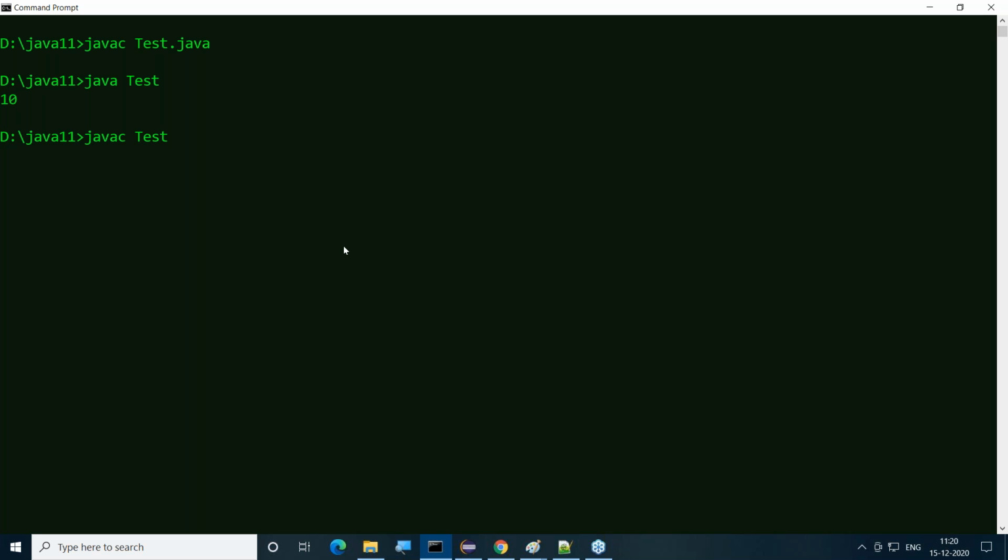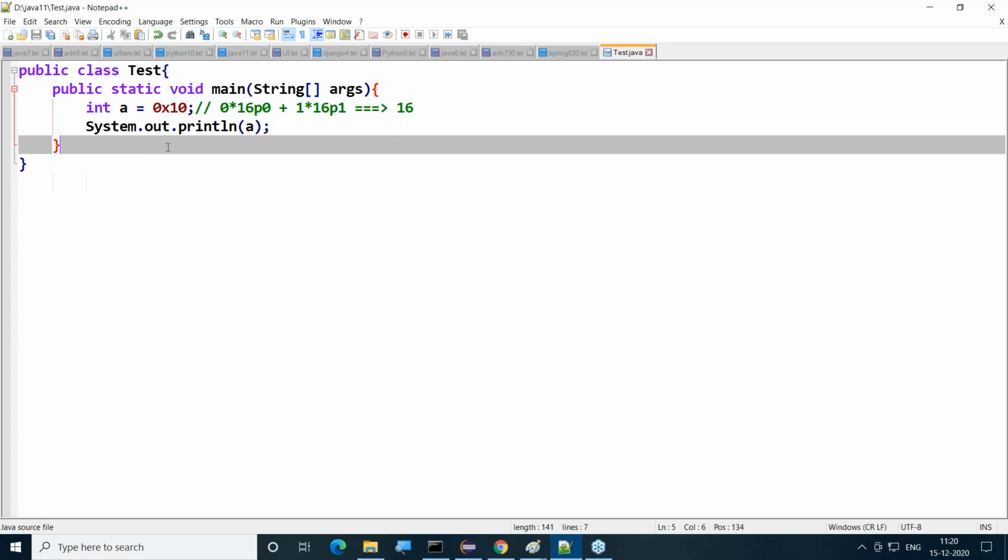Now here, javac test.java. Compiled successfully. Now java test. We are able to get the output, which is 16. 16 is the output we are getting here. That's okay, good. This is an example.